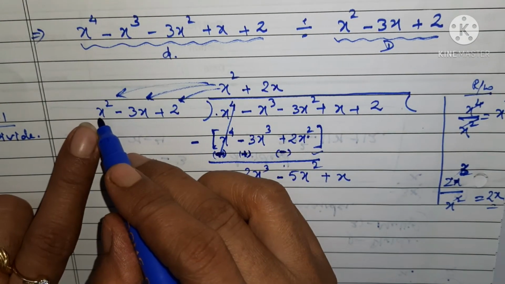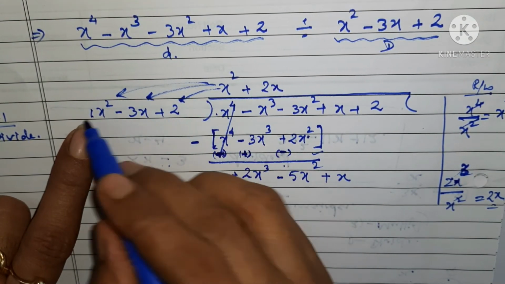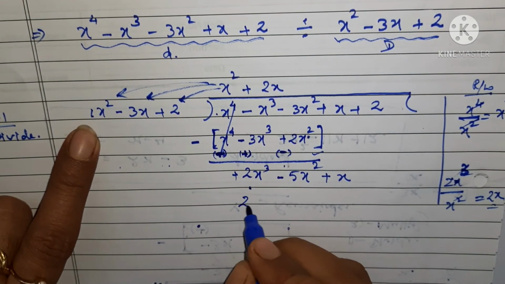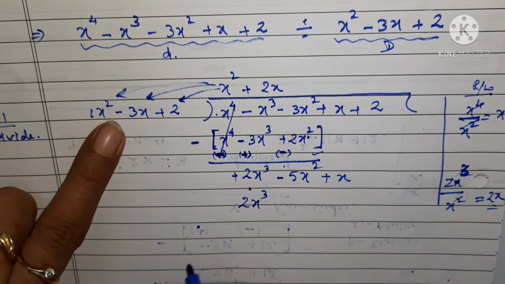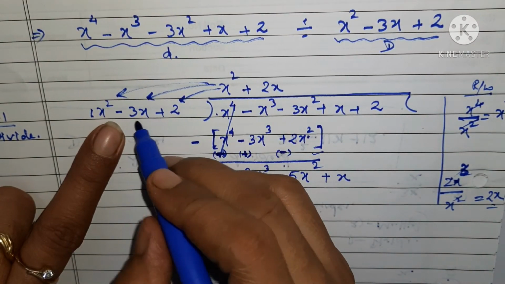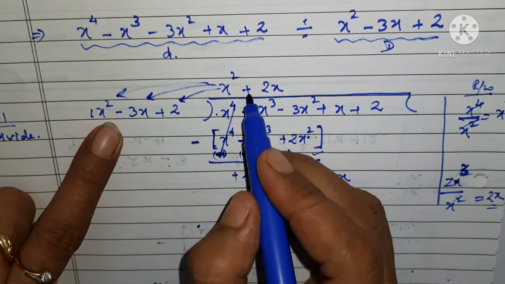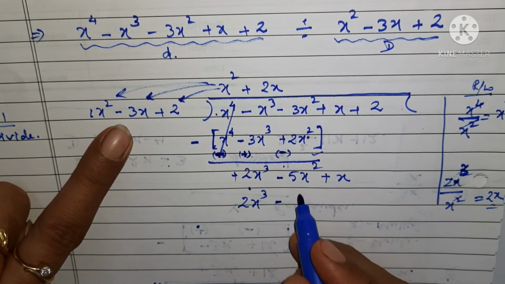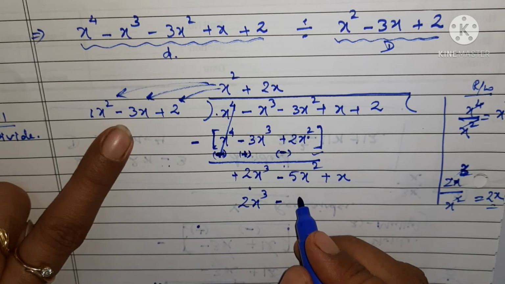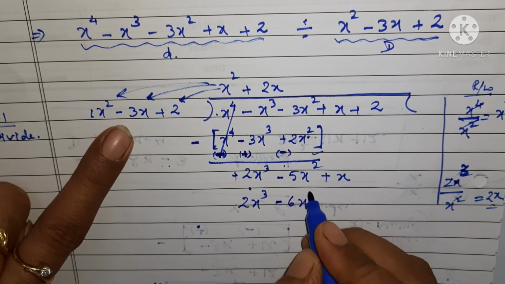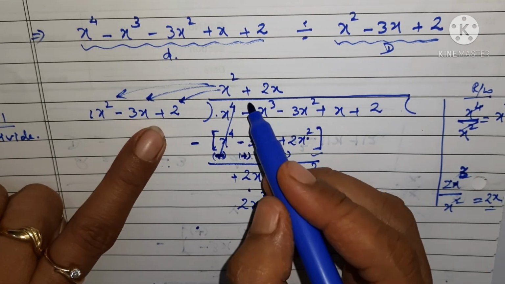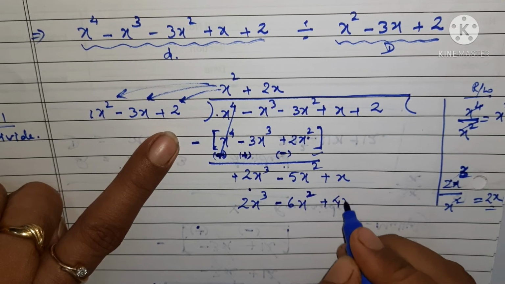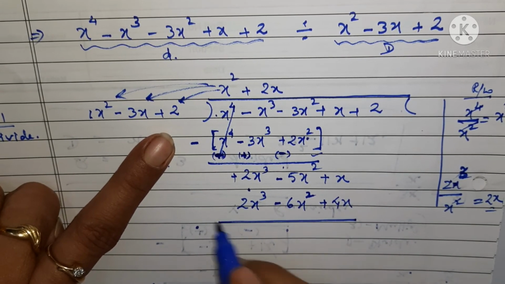Now when you multiply, what are you getting? 2 into 1 is 2, and then x square into x will give you x cube, so 2x cube. So it will be here 2x cube. Then 2x into minus 3x. First, minus into plus is minus, 2 times 3 is 6, and x into x is x square. So just below this you can write 6x square. Next, plus into plus is plus, 2 into 2 is 4, and then x, so it is 4x. Just subtract.